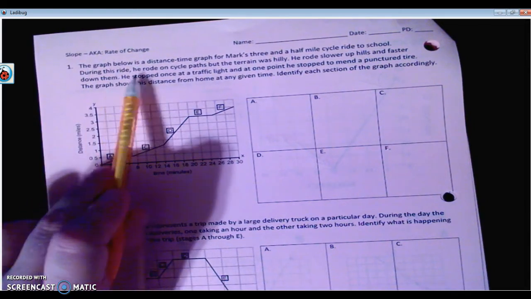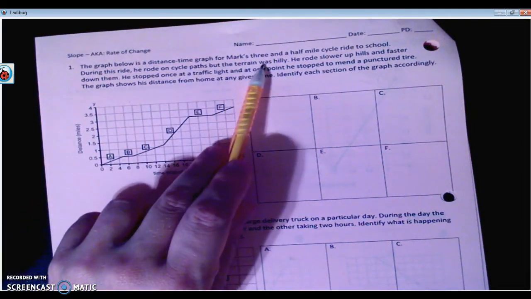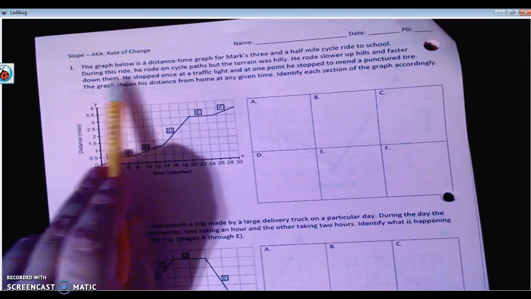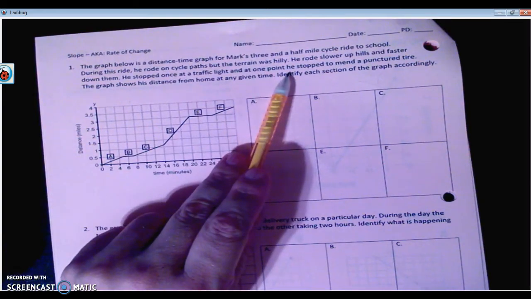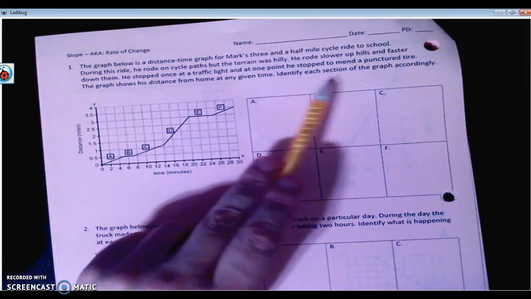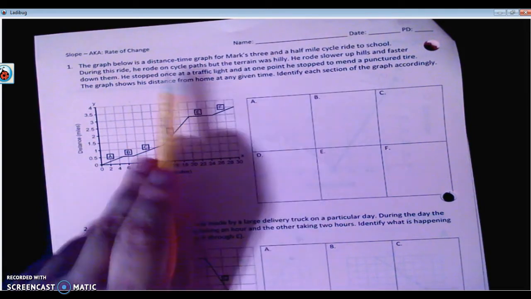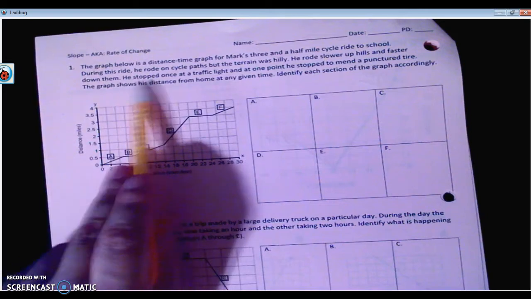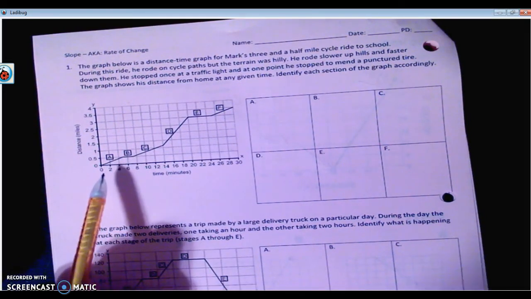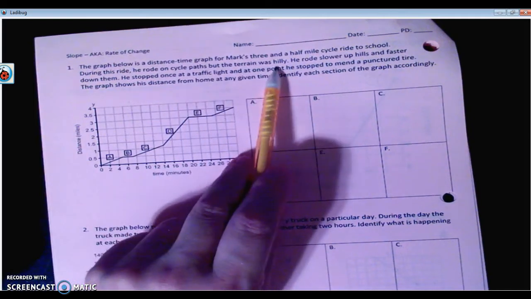During this ride, he rode on cycle paths, but the terrain was hilly. He rode slower up hills and faster down them. He stopped once at a traffic light, and at one point he stopped to mend a punctured tire. The graph shows his distance from home at any given time. Identify each section of the graph accordingly. So we're going to try and match up what his situation is with what his graph shows. First off, it says that it was hilly. He rode slower up hills and faster down them.